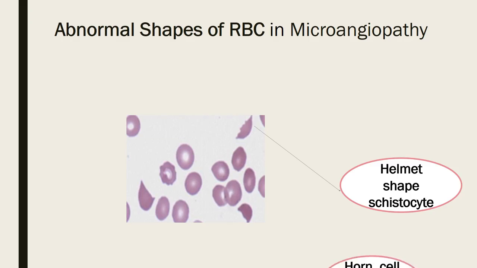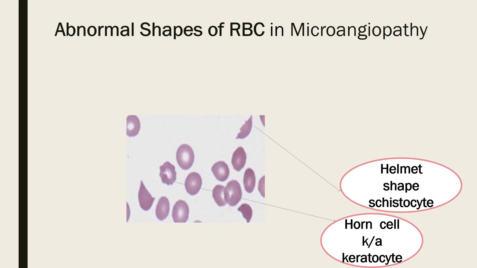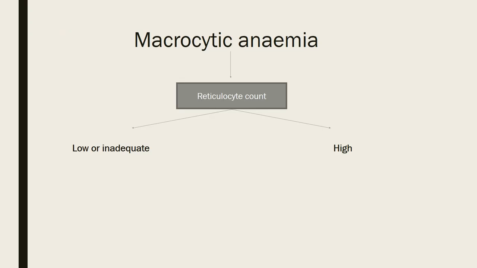So in this picture you can see the helmet shaped cells, also known as schistocytes, and another is the horn shaped cell known as keratocyte, and these are the characteristic of abnormal RBCs in microangiopathy. Now third is macrocytic anemia.